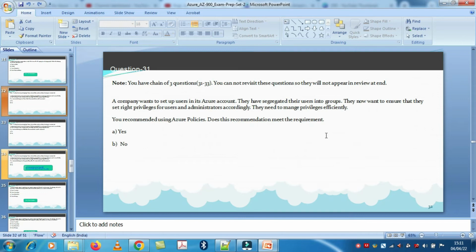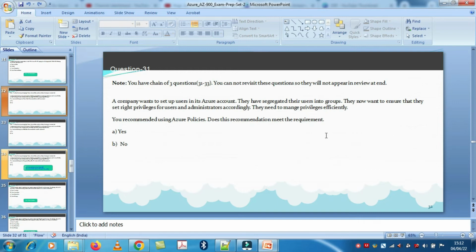A company wants to set up users in its Azure account. They have segregated their users into groups. They now want to ensure that they have the right set of privileges for users and administrators accordingly, so they need to manage privileges efficiently. See, there will be normal users and there will be administrators. If you want to segregate normal users from administrators, you need to use some kind of service or feature. You recommended using Azure policies. Does this recommendation meet the requirement?